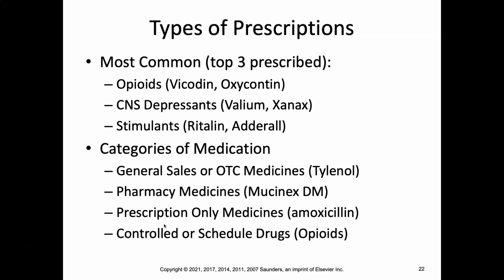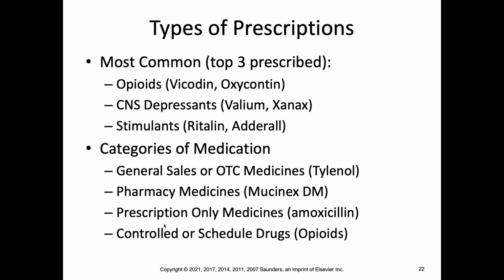So those examples do not require prescriptions. The difference is general sales is out on the shelf. You just grab it, go pay for it, and off you go. Pharmacy medicines, you present yourself to the pharmacy part of the store and from behind the counter, they'll get it for you, and you can still buy it without a prescription. Prescription only medicines, you need that doctor's prescription to present to the pharmacist in order to obtain it. Examples would be antibiotics and those types of things.